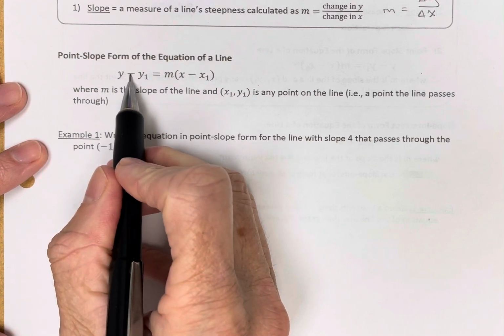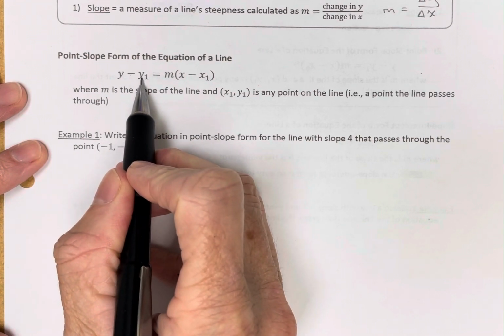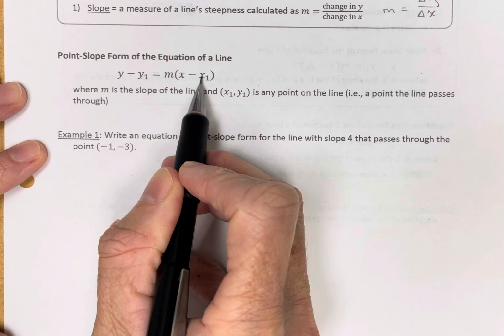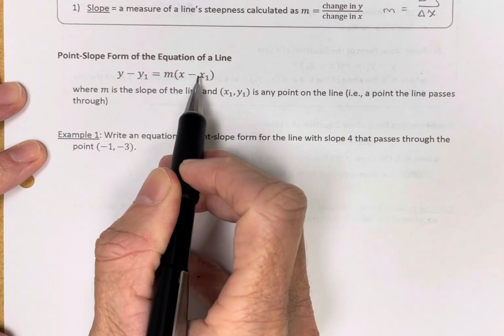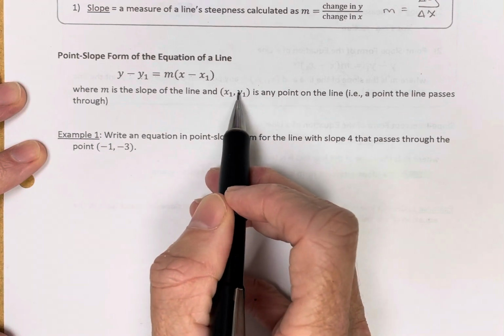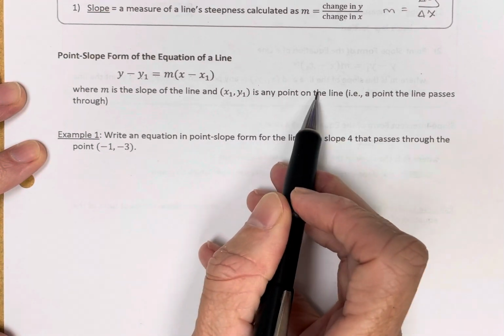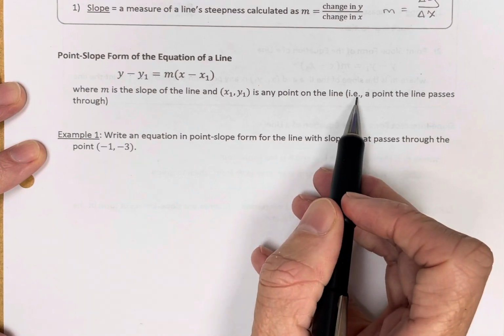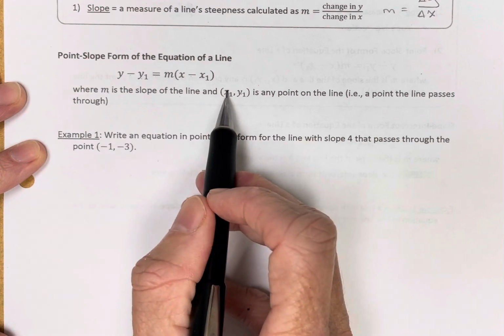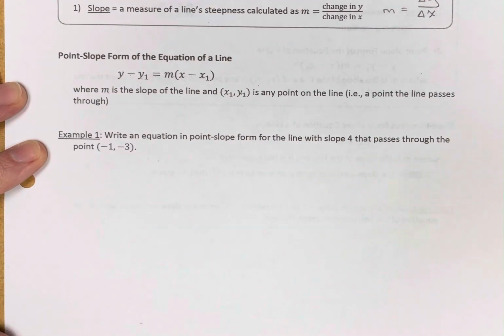So here is the point-slope form of the equation of a line. It is y minus y1, which is the point's y-coordinate, is equal to the slope times x minus x1, which is the point's x-coordinate. Again, m is the slope of the line, and (x1, y1) is any point on the line. In other words, any point the line passes through. If you know the slope and any point, you can pop them right into here, and you have an equation of the line, and it is called the point-slope form.